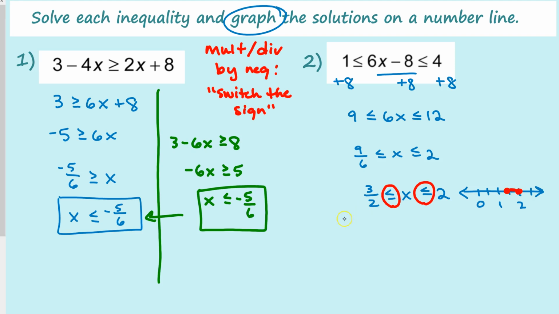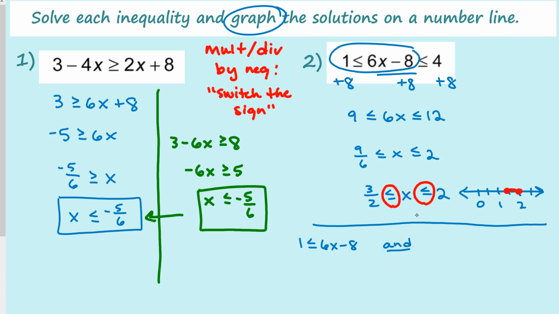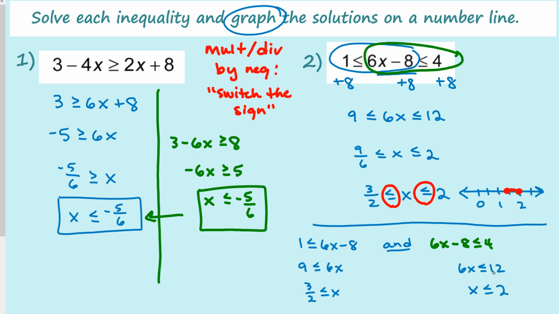Okay, the other way to do this problem is to break it down into two. So take the first part, the left side and the middle, and make that one inequality. 1 is less than or equal to 6x minus 8, and take the right side and the middle and make that another inequality. 6x minus 8 is less than or equal to 4, and then we solve each of those. So add 9 to both sides, divide by 6, x is greater than or equal to 3/2, and then for the other one, add 8 to both sides, divide by 6, x is less than or equal to 2.